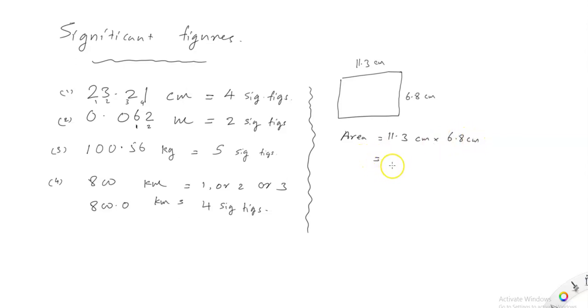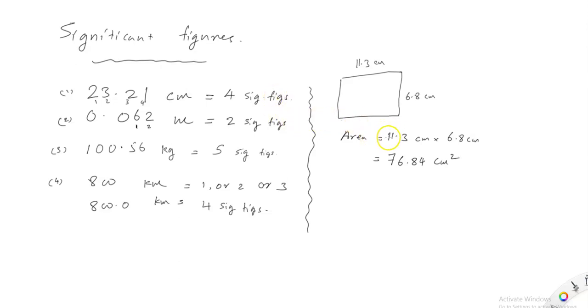So the area is equal to 76.84 centimeters squared. It's an area. We are multiplying centimeters by centimeters, so we put the square term telling you that centimeters has been multiplied twice. Alright, so the answer is 76.84. Now if it is required to give the answer with significant figures, how do we do that?